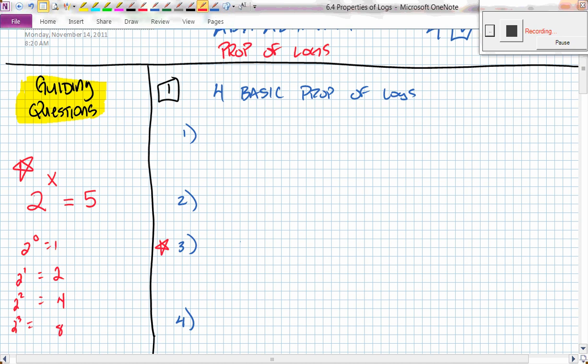So this is going to be something that we're going to encounter once we get to the starred problem on number 3. We're going to learn how to do this today, and that's going to help us out. So anyways, let's start with the first two basic properties of logarithms.